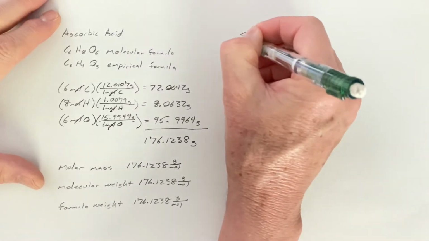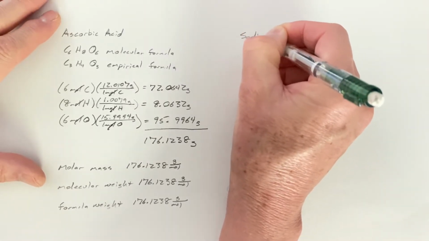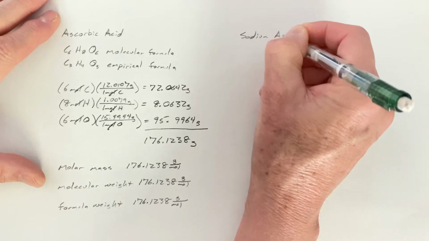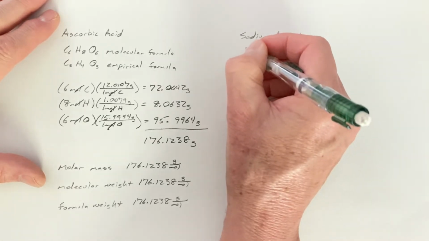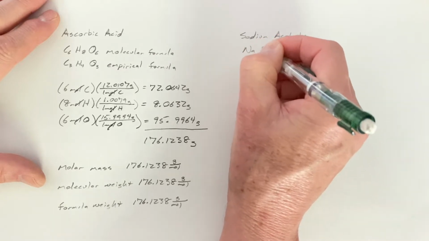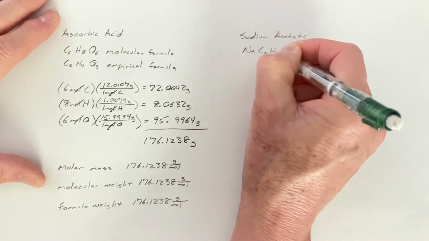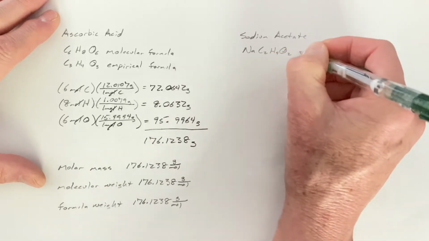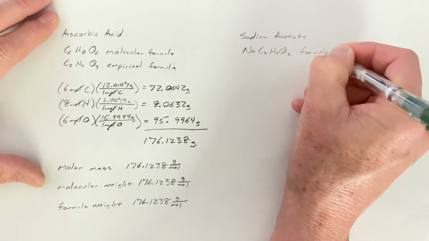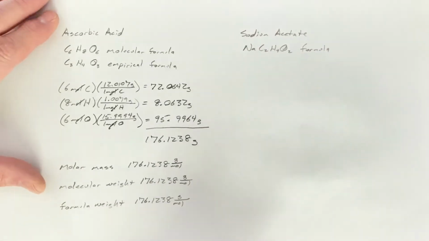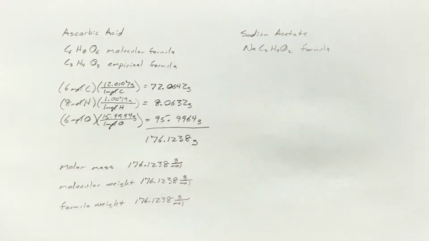Let's compare this with the compound sodium acetate. The formula for sodium acetate is NaC2H4O2. This is the formula, but not the molecular formula for sodium acetate. Why do I say this?